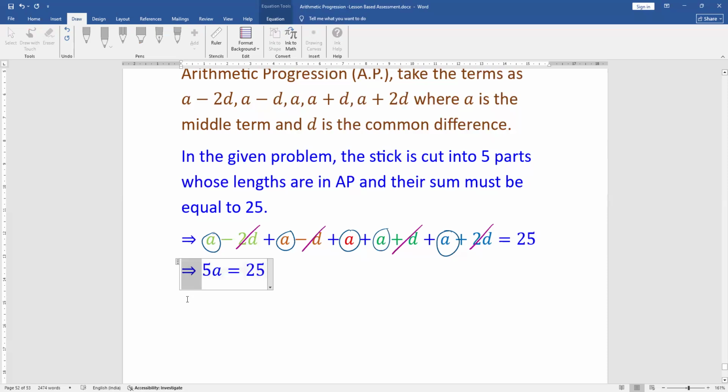Next, 5a equals 25. 5 fives are 25, so here also I do the cancellation. That means a equals 5. So I got a equals 5.